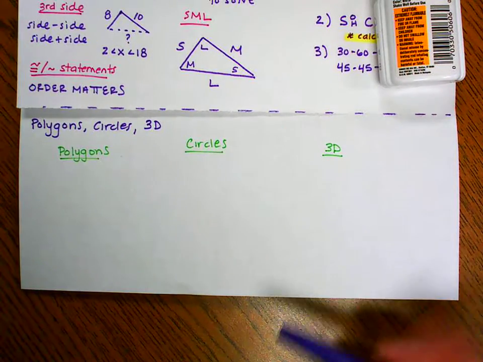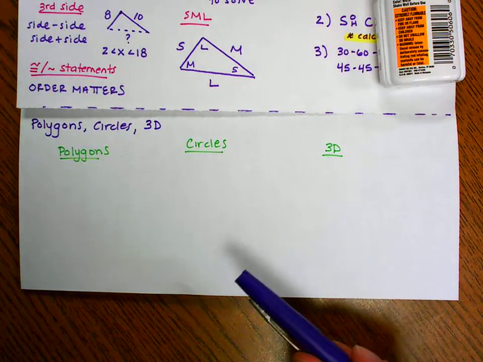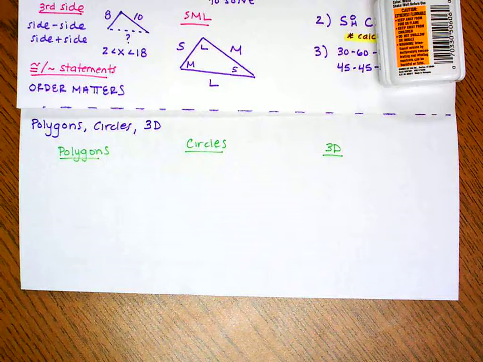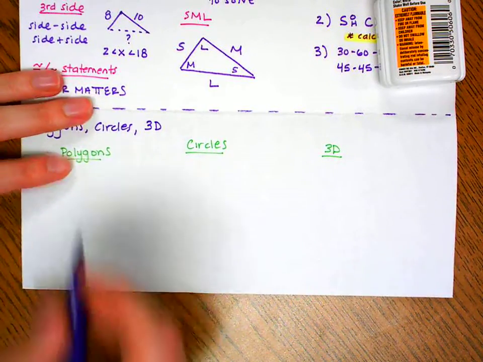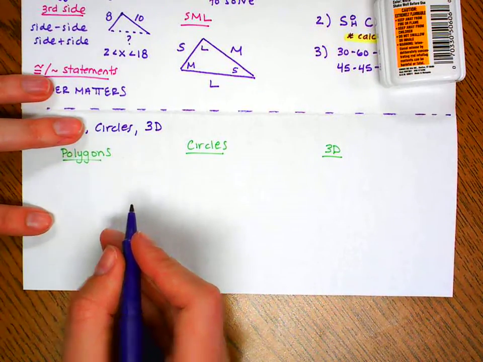Okay guys, this is the third strand for the geometry SOL, so the third big category that things fall under. For polygons, circles, and 3D, our first is polygons. And if we could have you remember a couple things, this is what it would be.